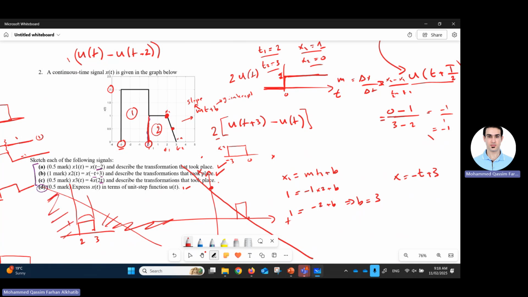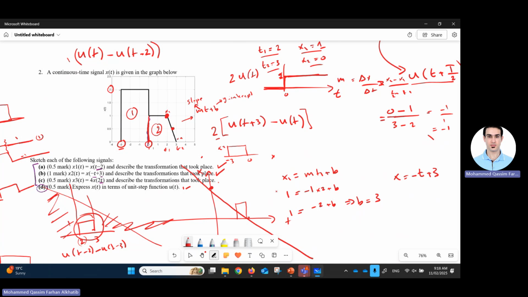So this rectangle, I want to give it a representation. And simply it's going to be u of t minus 2 minus u of t minus 3. Again, to put rectangles in a simpler way, just u of t minus the number on the left, minus u of t minus the number on the right. Okay, so we have this expression.